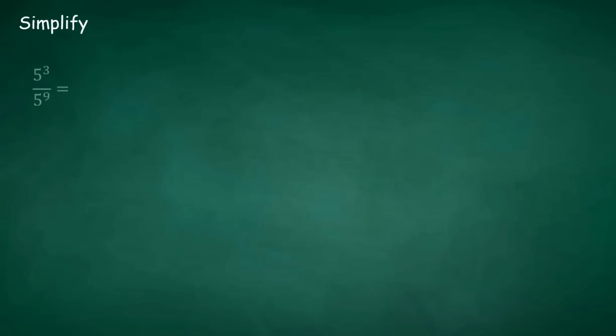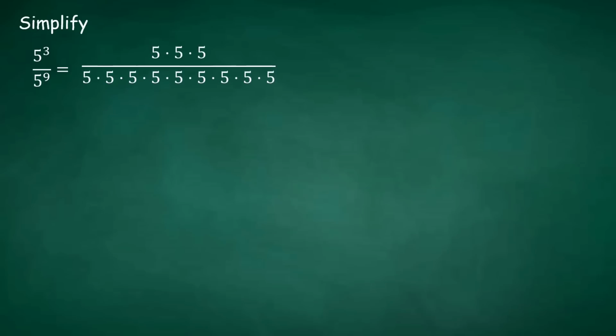Simplify 5 raised to the power of 3, divided by 5 raised to the power of 9. The 5 raised to the power of 3 means that we have 3 copies of 5 in the numerator, and 5 raised to the power of 9 means that we have 9 copies of 5 in the denominator. To simplify, we need to cancel the same factors.